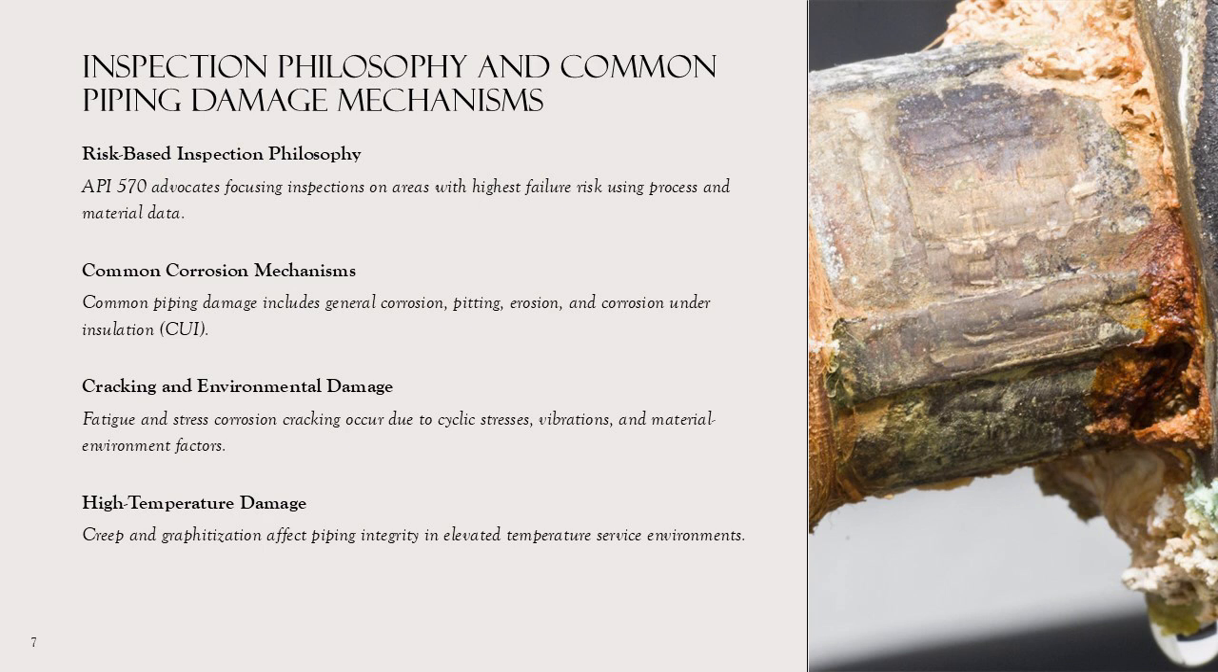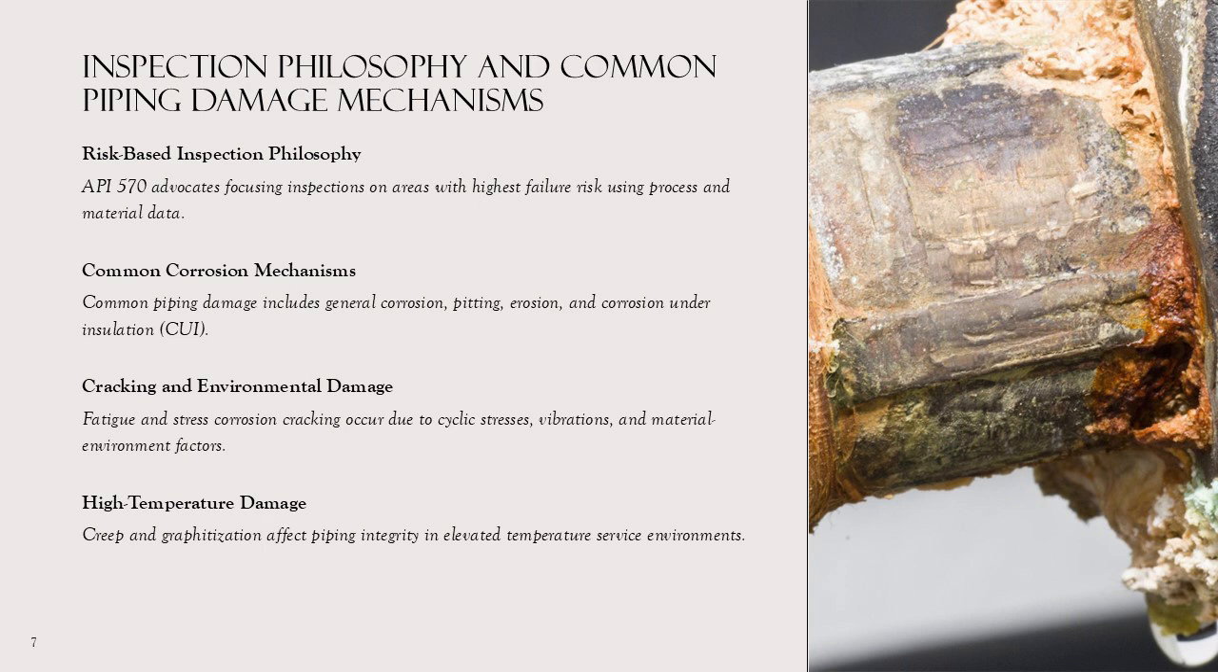Fatigue cracking may result from cyclic stresses, pressure fluctuations, or flow-induced vibration, particularly in small-bore connections. Environmental cracking mechanisms, such as stress corrosion cracking, may occur in specific material-environment combinations. High-temperature damage mechanisms, including creep and graphitization, are concerns in elevated temperature service. Corrosion under insulation, CUI, is a particularly insidious mechanism, as it is often hidden and can progress rapidly under certain temperature ranges and moisture conditions.